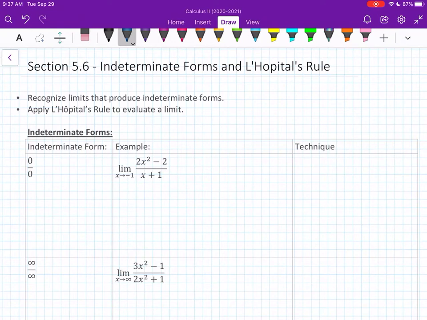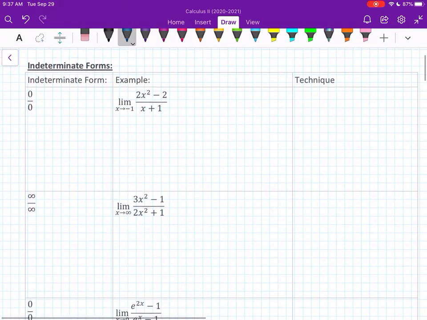rule helps us. So for instance, the limit as x approaches -1 of (2x squared minus 2) over (x plus 1) is of the form 0 over 0, because the limit of the numerator as x approaches -1 is 0 and the limit of the denominator as x approaches -1 is 0, but that is not the limit of that quotient in general. So we can do some manipulation here.